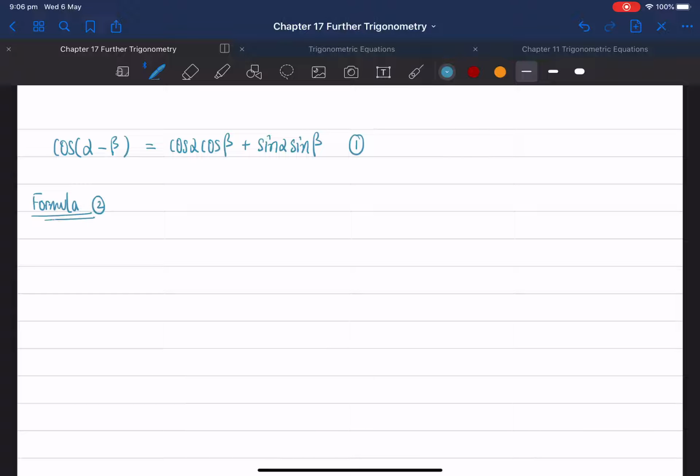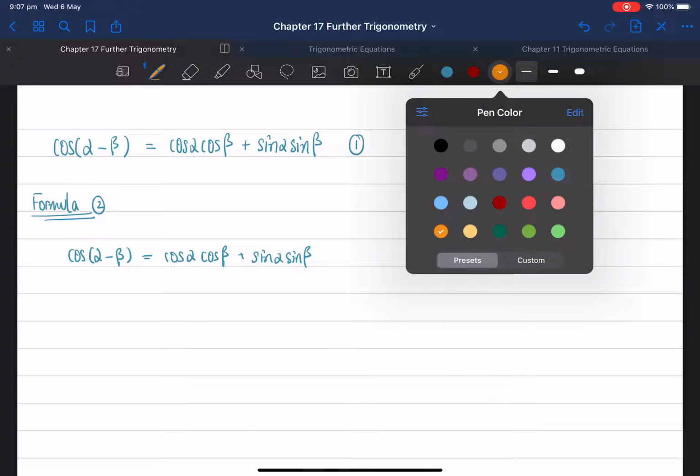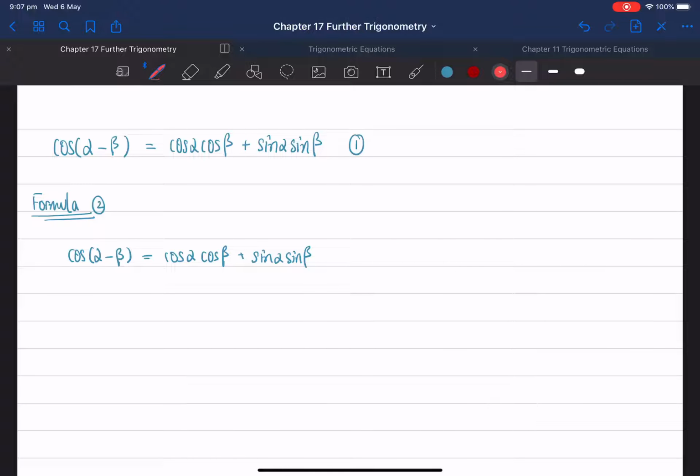Okay, formula number 2. For formula number 2, I'm going to start from the same formula, cosine alpha minus beta is equal to cosine alpha cosine beta plus sine alpha sine beta. But this time I would like to just change. I just create a different color here. Looks pretty.